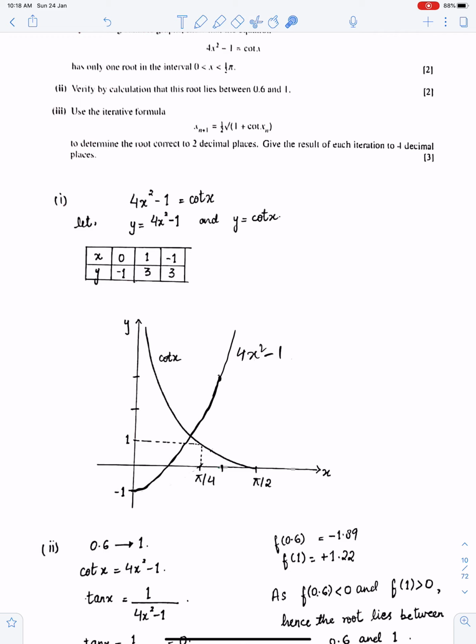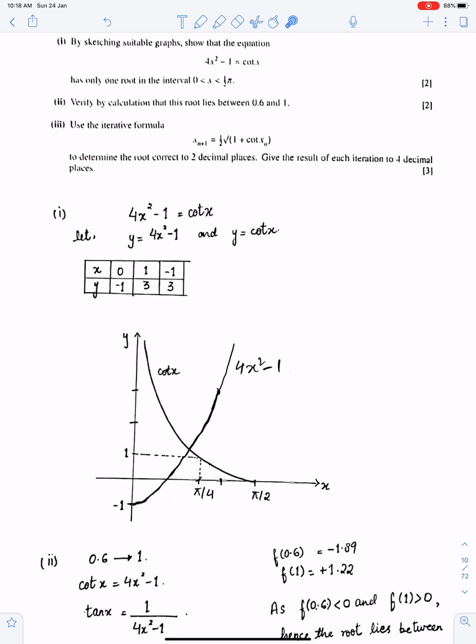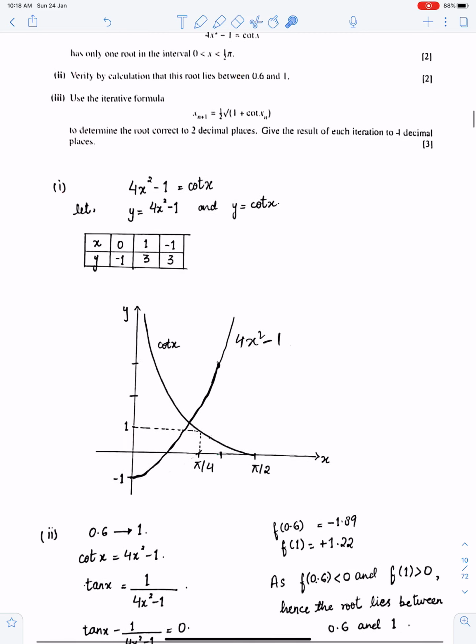But since we have this domain, we have to sketch according to the given domain. So this is 4x square minus 1 and this is cot x. And there is just one point of intersection. That means there is just one root. Verify by calculation that this root lies between these two numbers. You know how to solve this part.